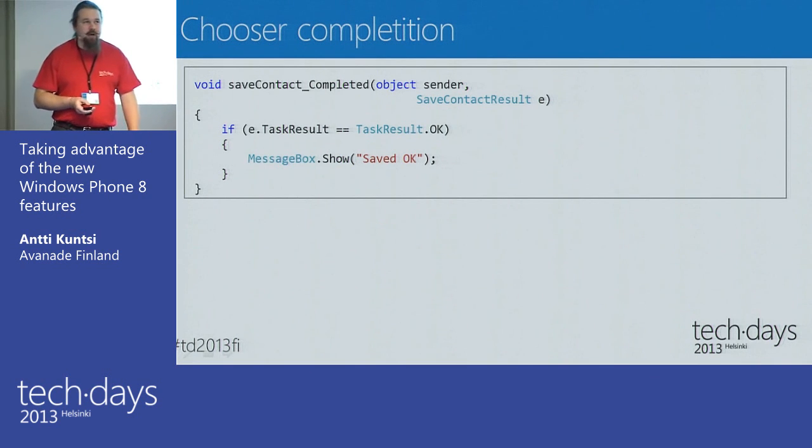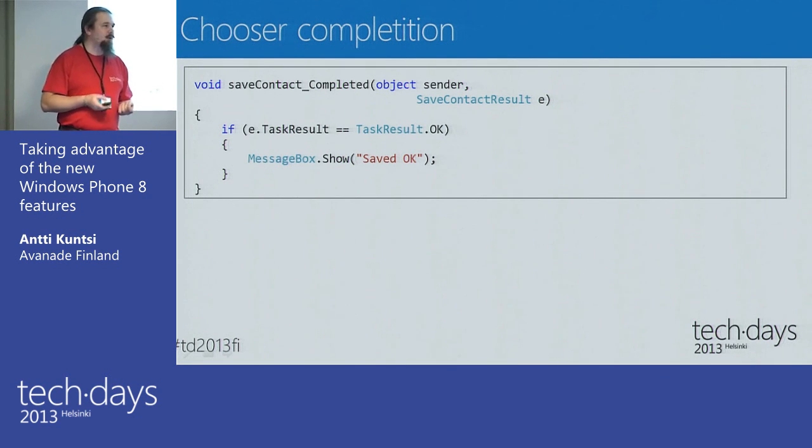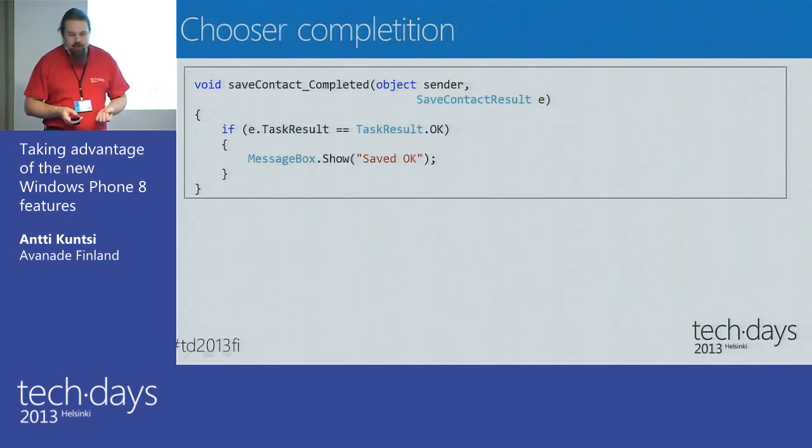And these task results depend on the chooser you are using, so what kind of data you get back. You can get file references from file choosers and so on. So it's the only way you can get the information from the user of an integrated built-in application.